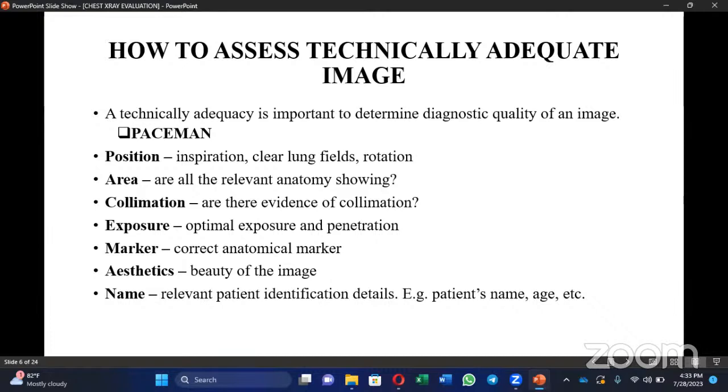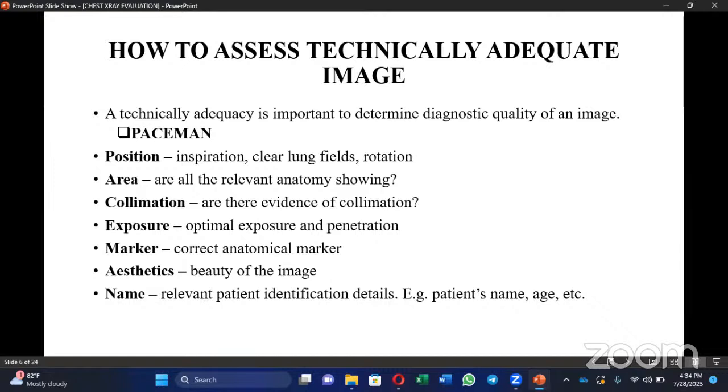The N stands for name. On every radiograph, you should be able to see the relevant patient identification details, such as the name, the age, and other details. It is very important because the name will help you to know that you are assessing the right image for the right patient. You don't want to make a diagnosis for the wrong patient, and that can lead to a lot of detriment to our profession. We wouldn't want to involve ourselves in that.